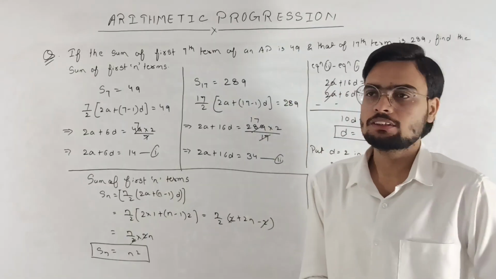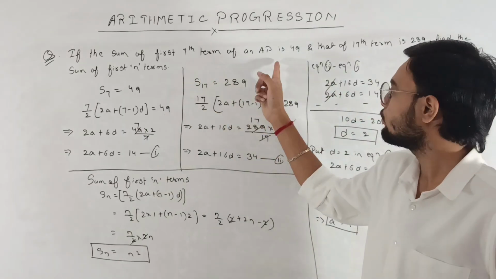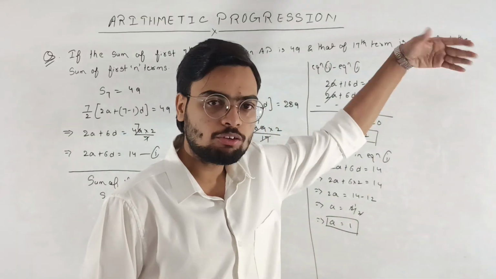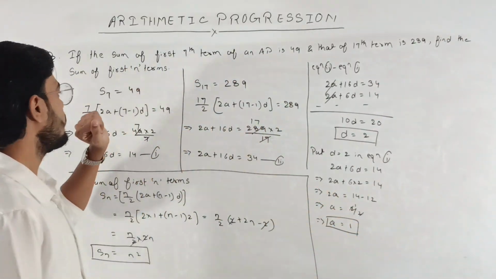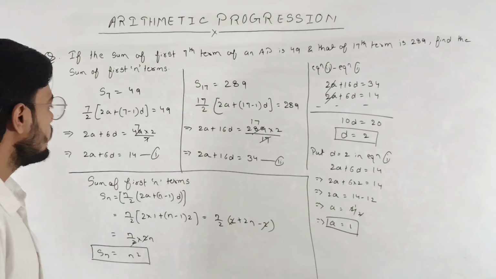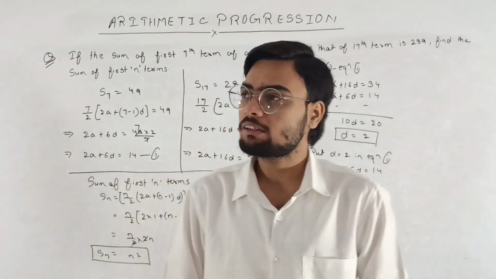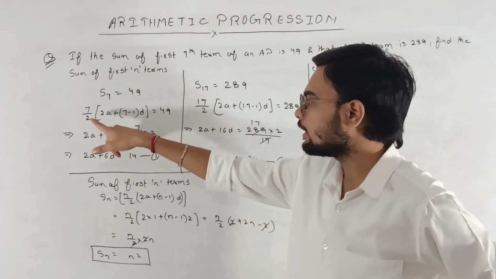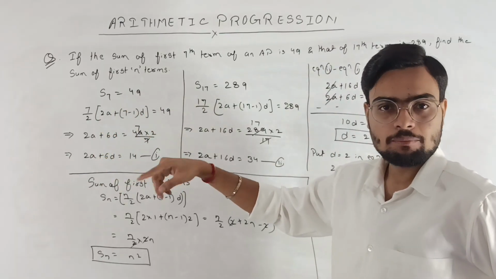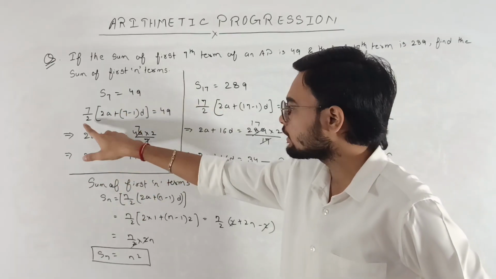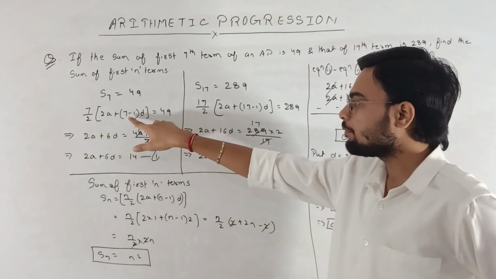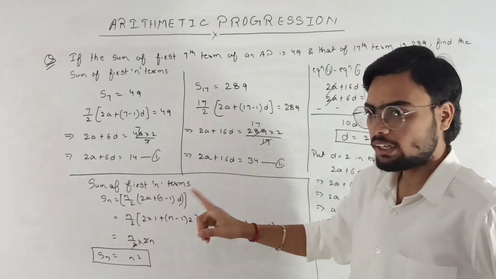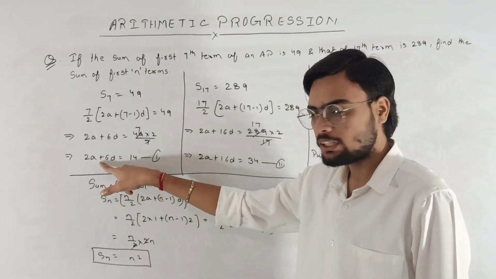We have an AP in which the sum of first 7 terms is given as 49 and the sum of first 17 terms is given as 289. Then we have to find the sum of first n terms of this AP. So first step, I write the sum of first 7 terms which is given 49. Then I use the formula for finding sum, which is n upon 2, 2a plus n minus 1 into d. So here n is 7. So I write 7 upon 2, 2a plus 7 minus 1 into d is equal to 49.